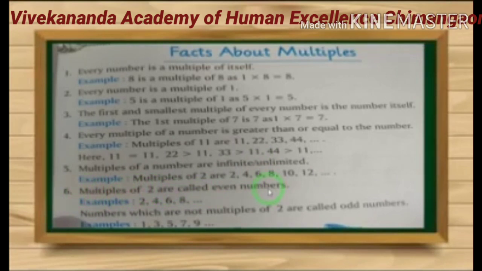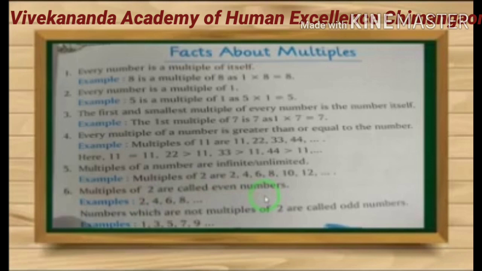Next point, sixth. Multiples of 2 are called even numbers. For example, 2, 4, 6, 8, 10. So these are the even numbers. Okay. So multiples of 2 are called even numbers. We get multiples of 2 and they are all even numbers.